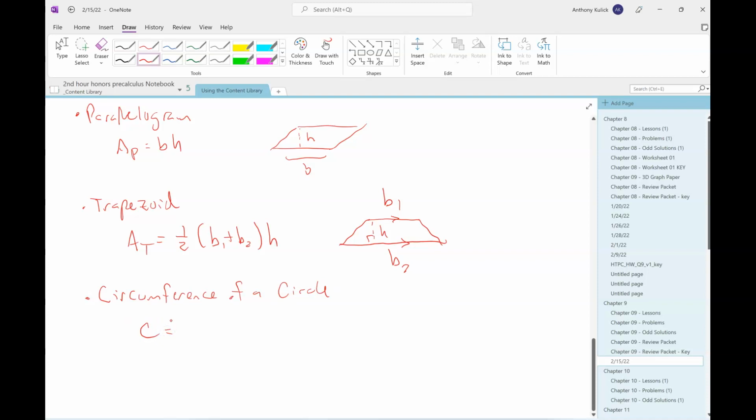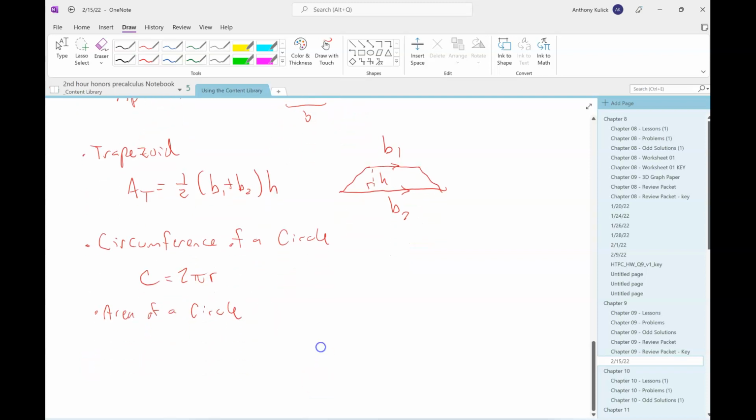Anybody remember the circumference of a circle? Yeah, buddy. The area of a circle? Yep. Good.